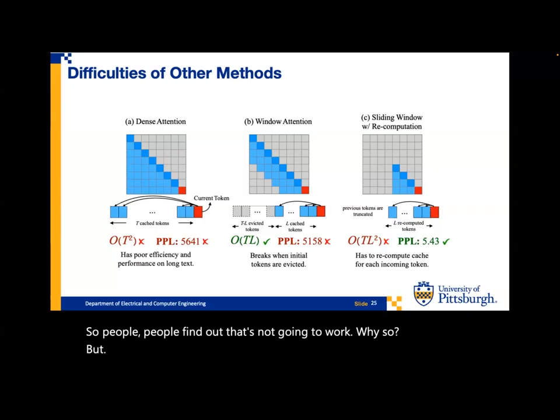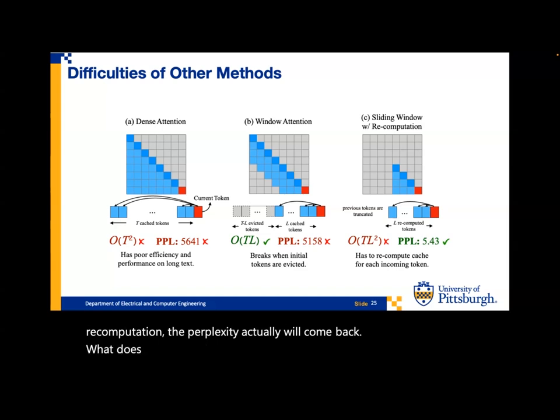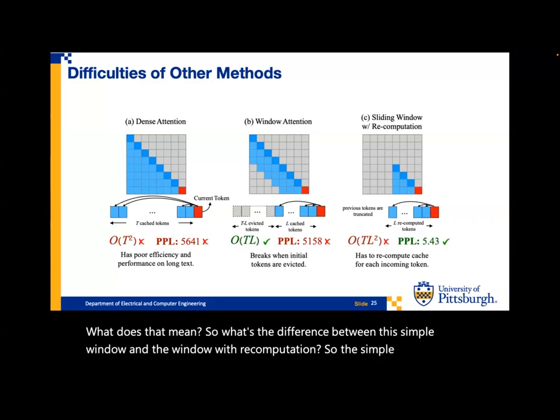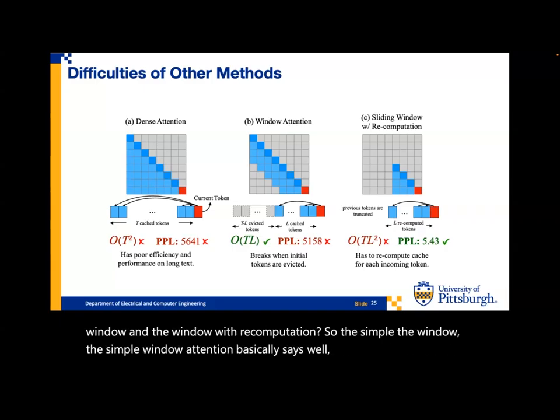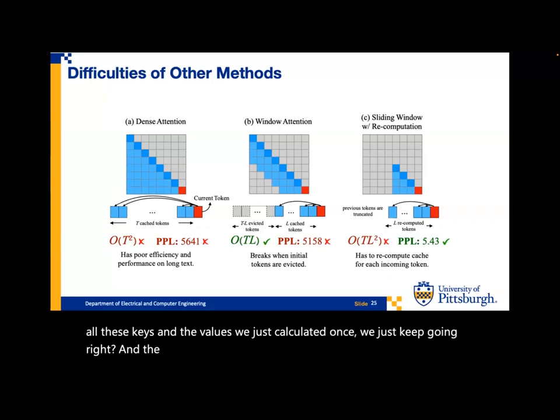But people find out that if I'm using a window but do recomputation, the perplexity actually will come back. What does that mean? What's the difference between the simple window and the window with recomputation? The simple window attention basically says, for all the previous tokens, all these keys and the values, we just calculate them once and keep it going. And once we exceed the memory size, we just remove all these previous tokens. This is not going to work.